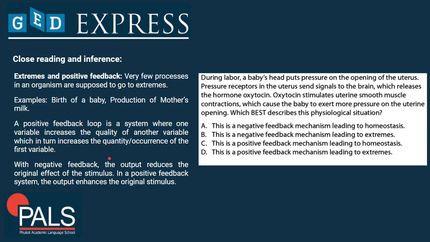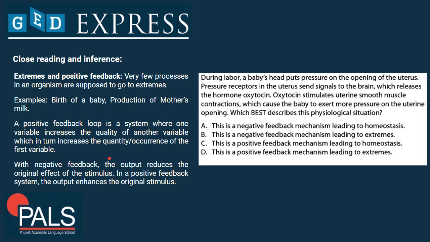countless and most processes in our body are in homeostasis and depend on negative feedback. Very, very few processes are supposed to get to extremes. And to get to extremes, we require positive feedback. An example of that is the birth of a baby, or the production of the mother's milk when a baby suckles on the nipple.